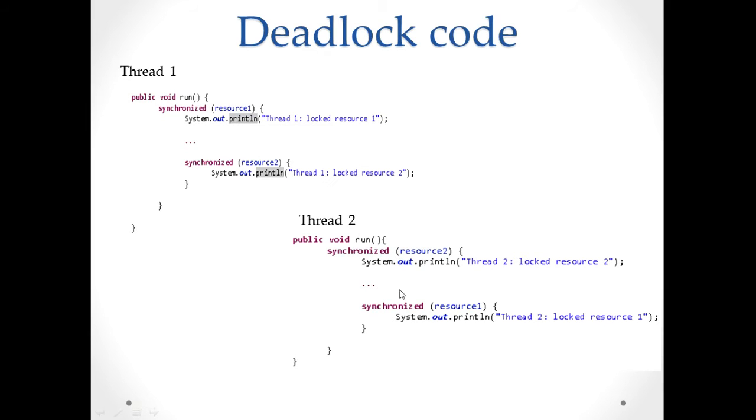And it goes the same for Thread 2. Thread 2 cannot move forward because a lock is being held by Thread 1. Thread 2 tries to acquire a lock on resource 1. It can't do that because Thread 1 is already holding that lock and can't move forward until another lock has been released. So that is how you write code to create a deadlock.